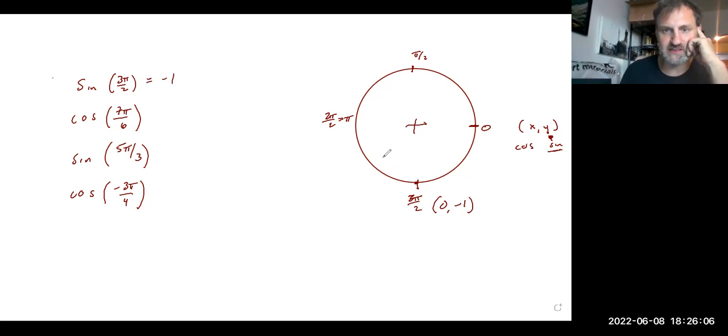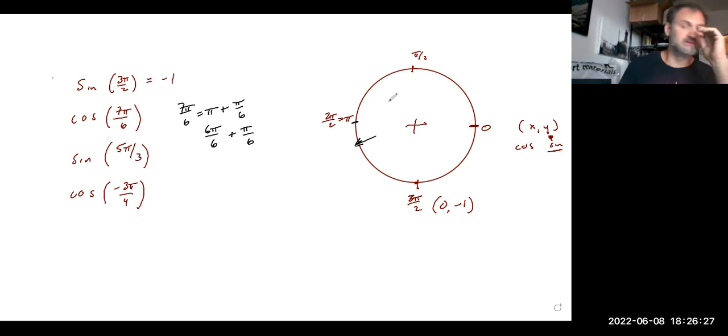Cosine 7 pi 6. So when I think of 7 pi 6, I'm thinking of pi and another pi sixths, right? Because this is 6 pi sixths and another pi sixths. So we're here at pi, and then we're going on another pi sixths. So that should take us to this point. Now, whenever I'm here, I imagine this triangle and think, which one is longer, x or y? So x is definitely the longer value here compared to y.